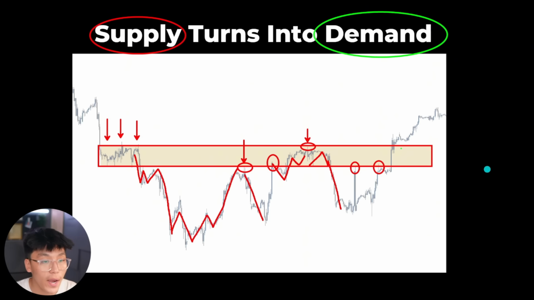And you can see right at the end, this is where we finally have that large leg of displacement. We finally have our break above this supply zone, and now this area can be used as a retest, and you can see we have that push back towards the upside. So this is a classic example of what's called your supply turn into demand, or your flip zone.